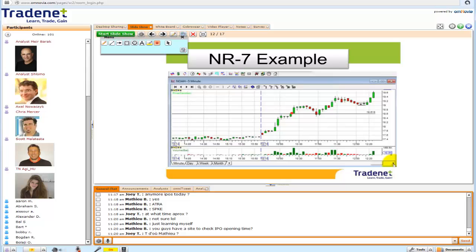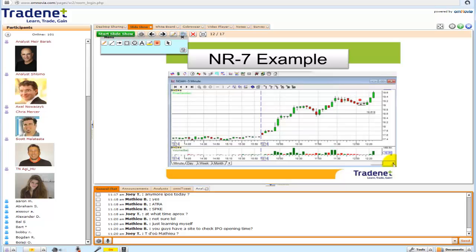So from here, the stock is going upwards. It's reaching a high of the day. And then we are seeing a correction movement. All right, so this is a retracement.